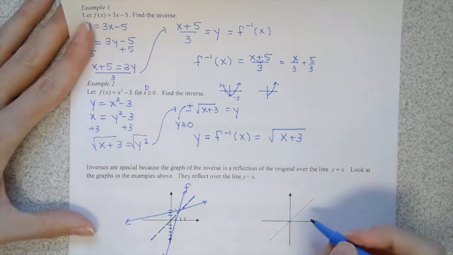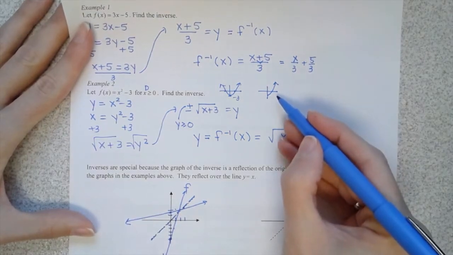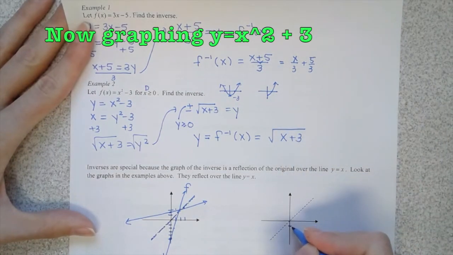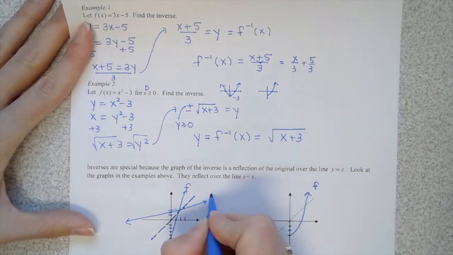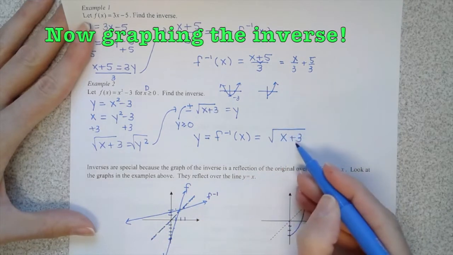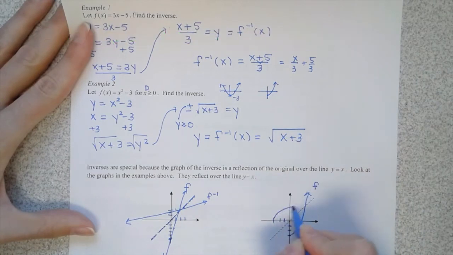Now this is a lot easier to see with this parabola example. Remember I talked about up here how I only want the positive half of x squared minus 3. So if I go down to negative 3 and only draw the positive half of the parabola, that's f. Go back and label this one f inverse. Now this one you should know is a sideways parabola moved left 3. And it's the top half only.